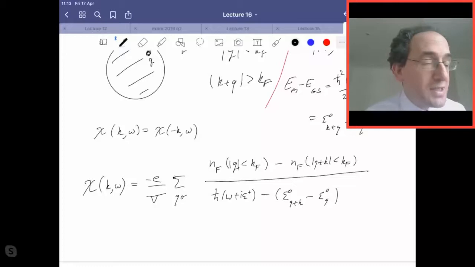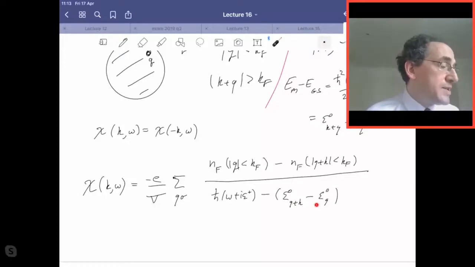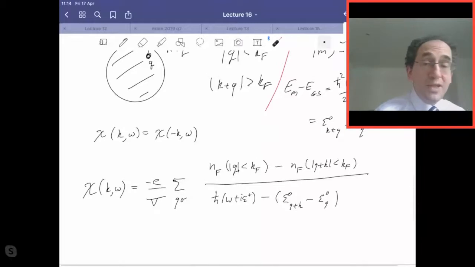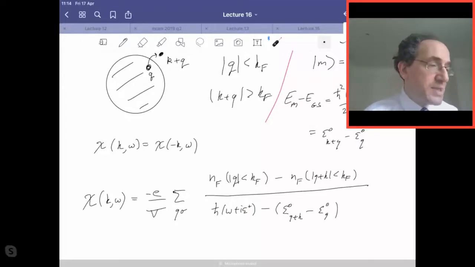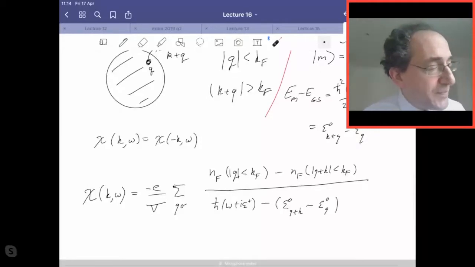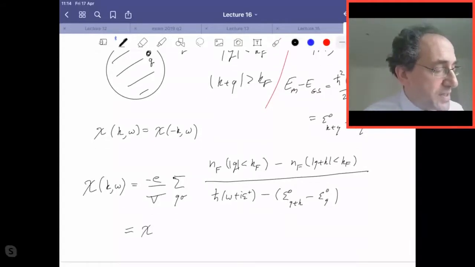So these epsilons down here are the bare energies, h bar squared k squared over 2m. Epsilon plus is a positive infinitesimal that we need to regularize things. When we wrote things in terms of the response in time, the positive infinitesimal regularized things at time equals plus and minus infinity. So this quantity here is sometimes known as chi naught of k and omega, and it is the Lindhard response function.